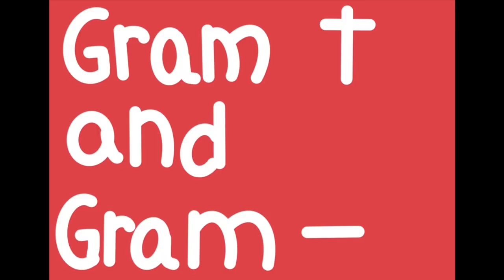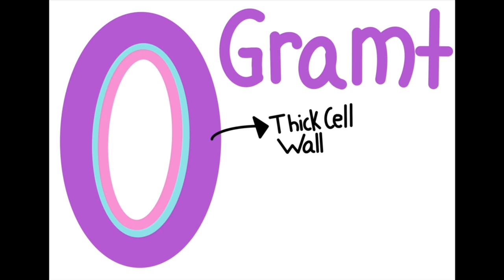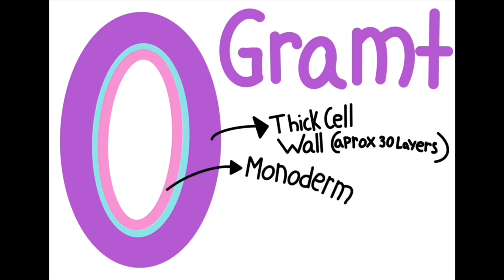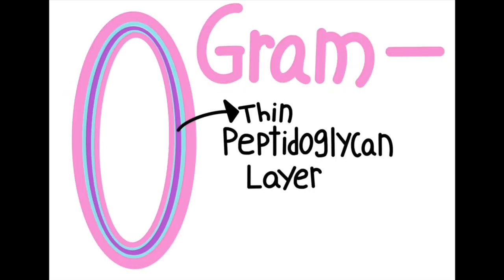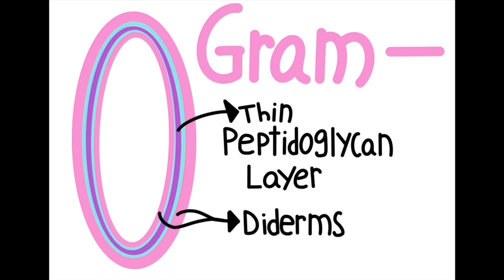Here I'll explain gram-positive and gram-negative bacteria. Gram-positive and gram-negative bacteria are classified by how they react to a gram stain. Gram-positive has a thicker cell wall with about 30 layers of the peptidoglycan. The cell wall surrounds a single plasma membrane. Gram-negative bacteria has a thin peptidoglycan layer, which is sandwiched between two lipid bilayers, called diderms.